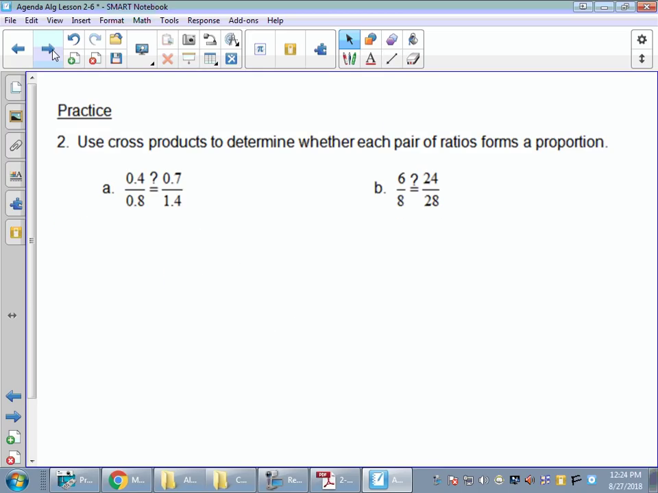All right, so let's practice. Let's go to practice on letter B. Letter B. And you can do decimals over here, and you can have decimals in your ratios. It's no big deal.